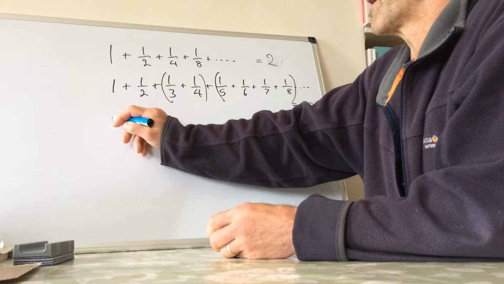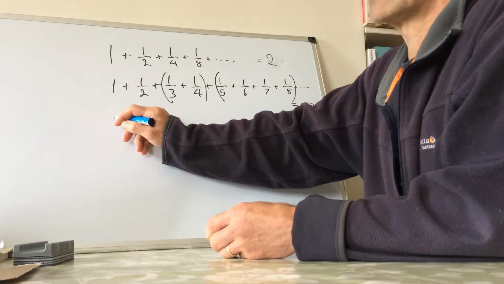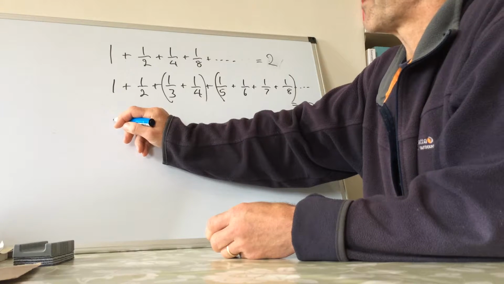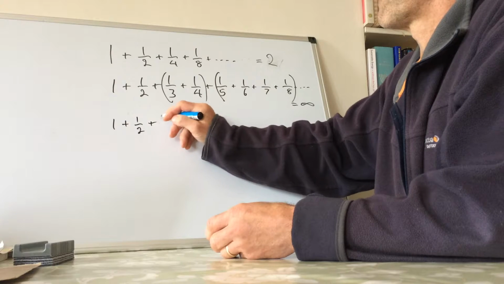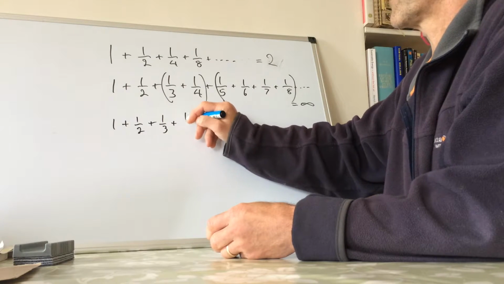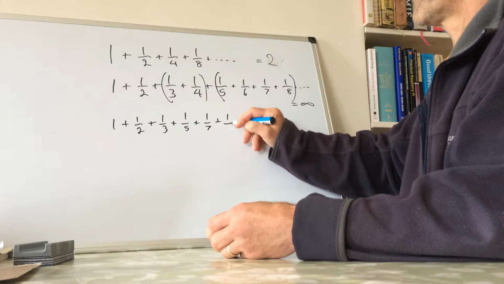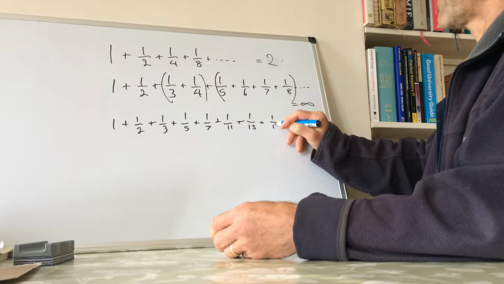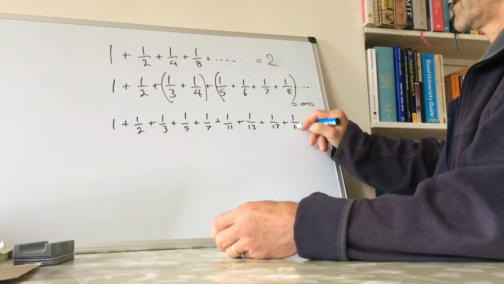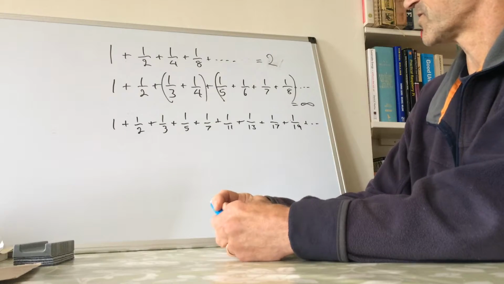So here's another one. Supposing that we take just the reciprocals of the primes, 1 over 3 plus 1 over 5 plus 1 over 7 plus 1 over 11 plus 1 over 13 plus 1 over 17 is the next one, isn't it? 1 over 19 and so on. What about that one? Does that converge or diverge?